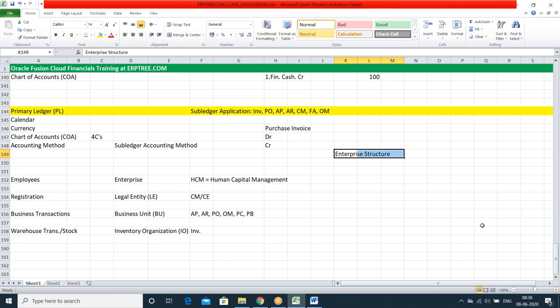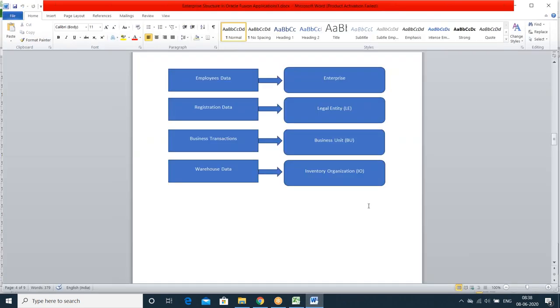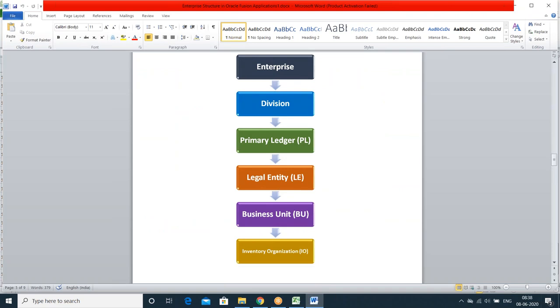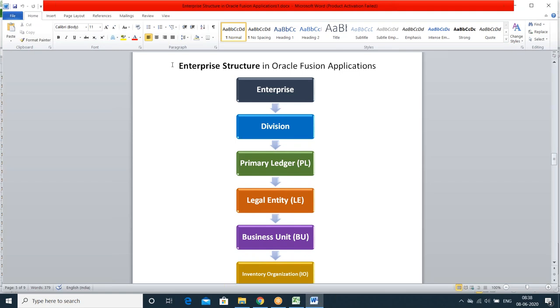So when we are going to maintain the enterprise data in the system environment, what structure can we follow in case of Oracle Fusion applications that Oracle is providing? We'll go and see what structure we have to follow if you are going to maintain the data related to any enterprise. This is the structure we have to follow: the enterprise structure in the Fusion applications.